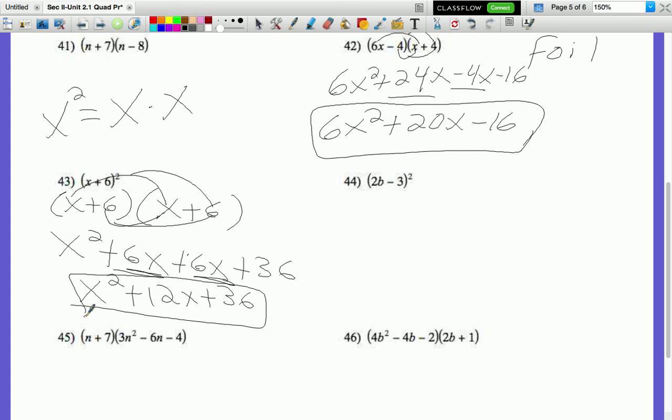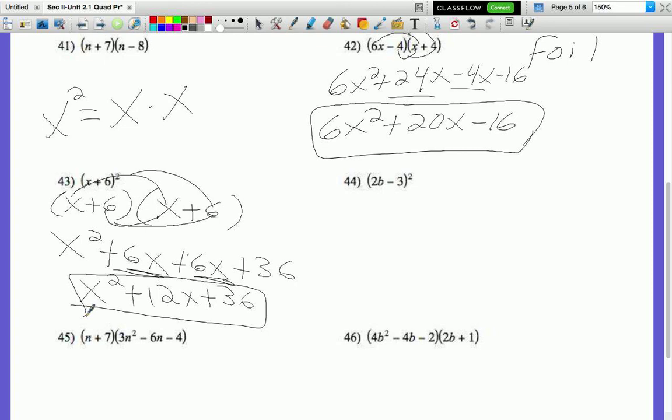Now, if by chance you forget to do the middle term, you will get the problem wrong. Okay, you can't just do x times x, 6 times 6, and call it good. There is a chance you can do that in a problem that is called the difference of squares, but we don't talk about that just yet.